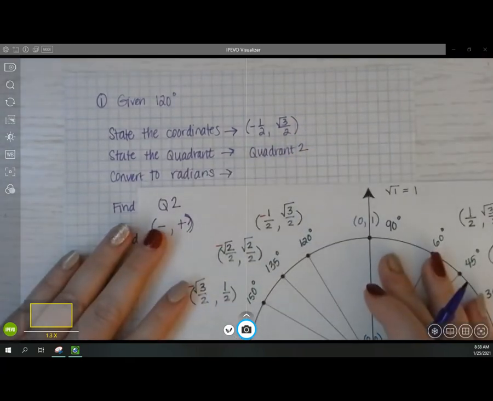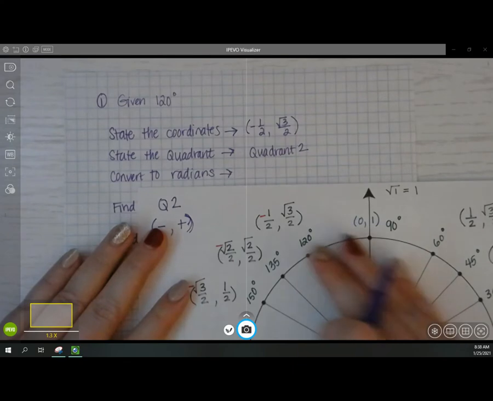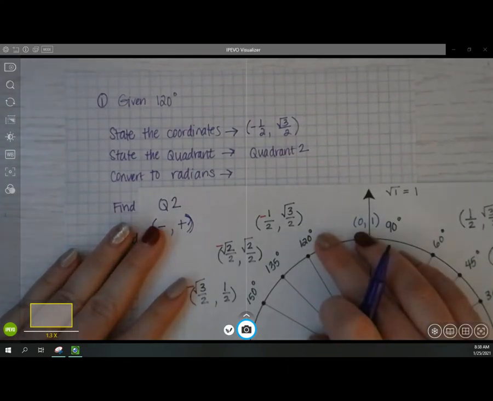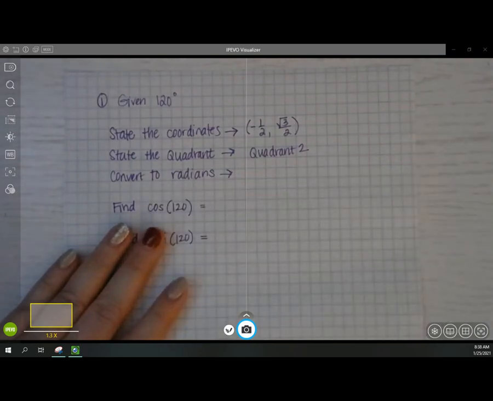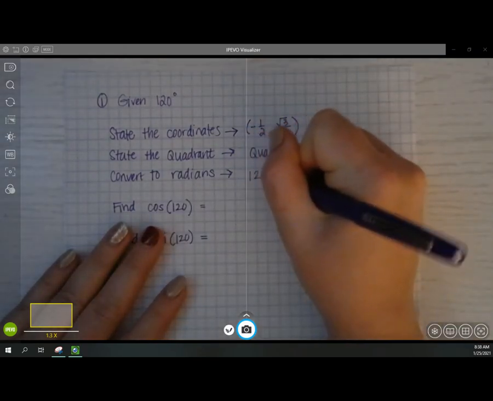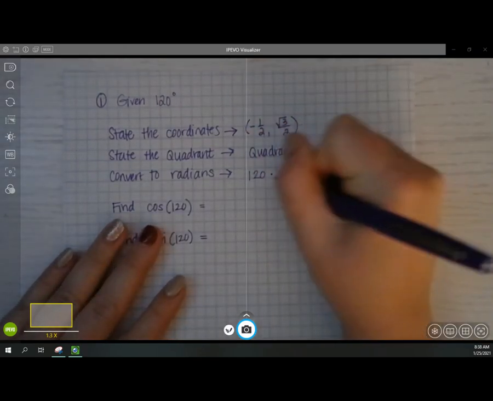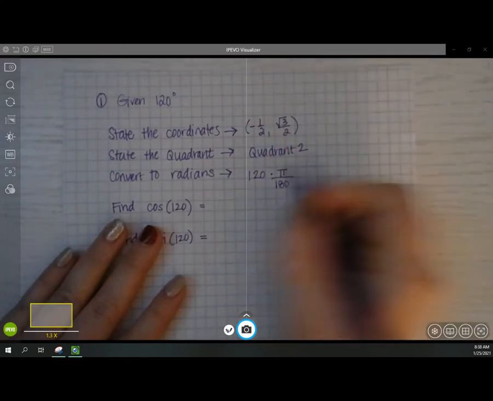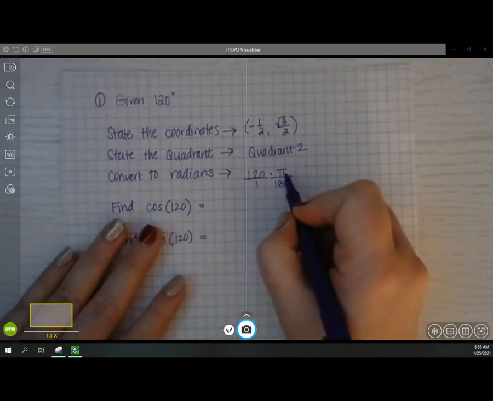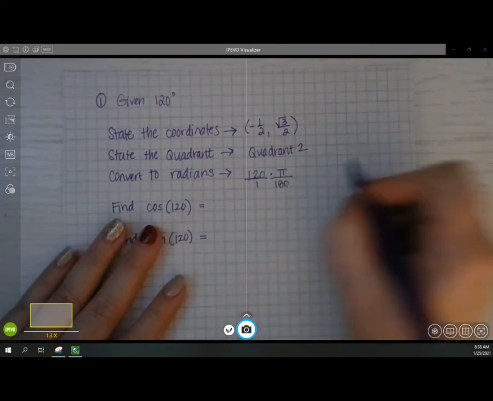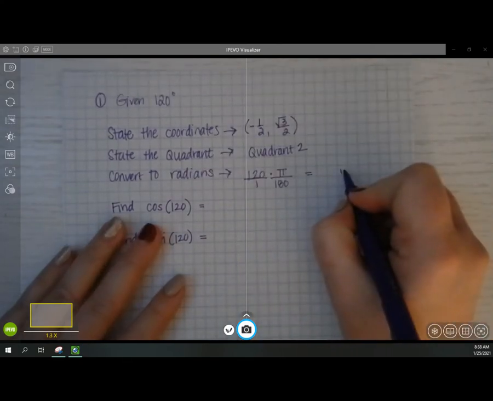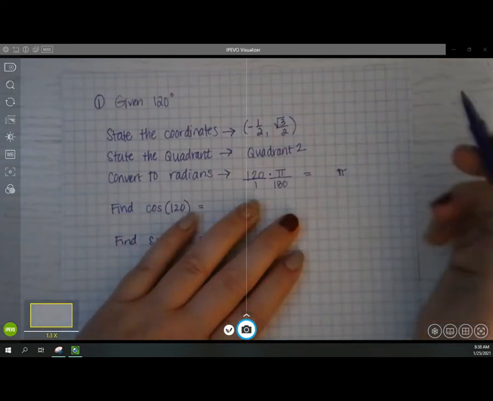And then it wants me to convert to radians. My unit circle doesn't have radians on there, so I'm going to show you how to convert 120 degrees to radians. What we need to do is take 120, multiply it by pi, and divide by 180. We're going to leave it in terms of pi. So our goal is just to reduce the numerator and the denominator. My answer will have pi in it. So I'm going to write that in.